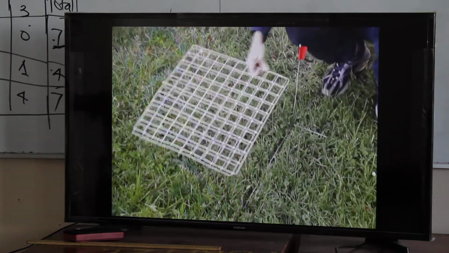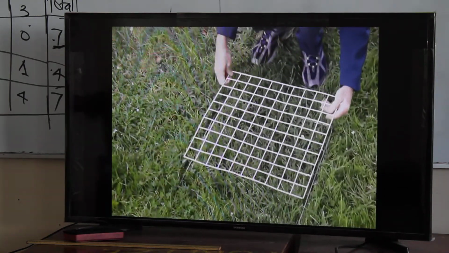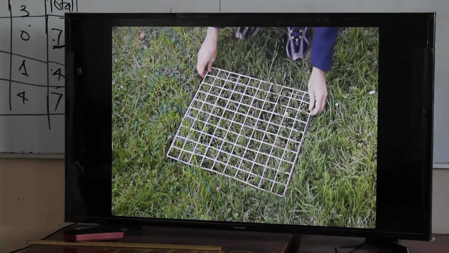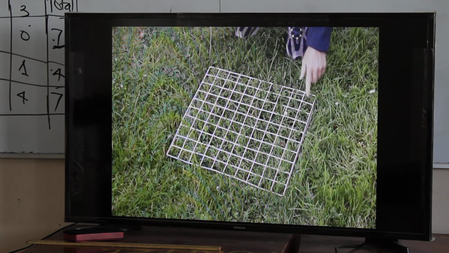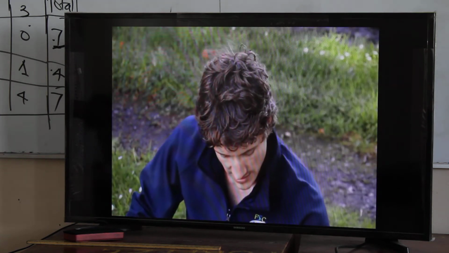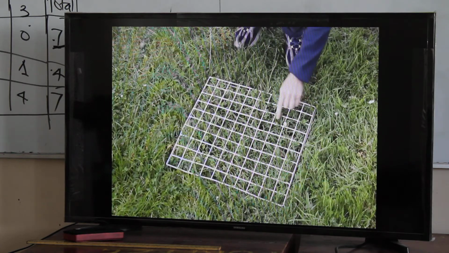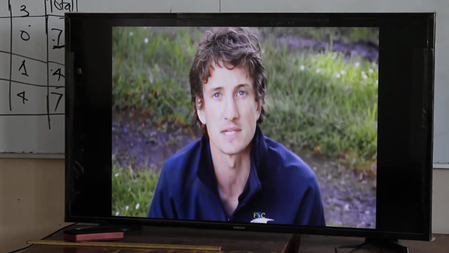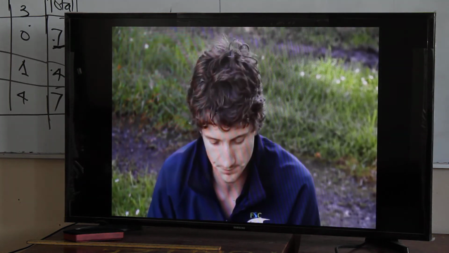I'm going to pop my gridded quadrat over the top now and try a technique that involves percentage cover. In this technique, I look at each square, and if my species is present, I count it, and if it's not, I don't. So in this case, I've got Bellis perennis present in 1, 2, 3, 4, 5, 6 of my squares. That gives me a percentage cover of 6%.